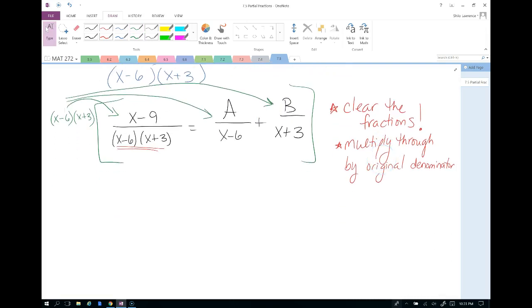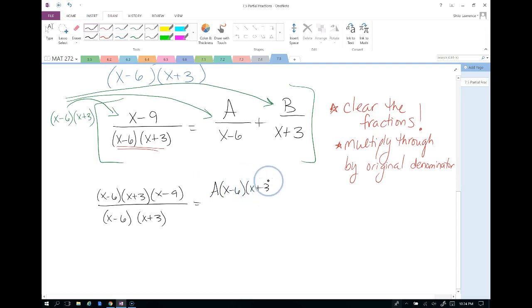And what we get when we do that, typically as you get more comfortable, you're not going to have to write down every single one of these steps. But what we would have is x minus 6, x plus 3, and then our original numerator there, x minus 9, all over x minus 6, x plus 3, equals, I'm going to go ahead and put my a first, a times x minus 6, x plus 3, over x minus 6, plus b, x minus 6, x plus 3, over x plus 3.